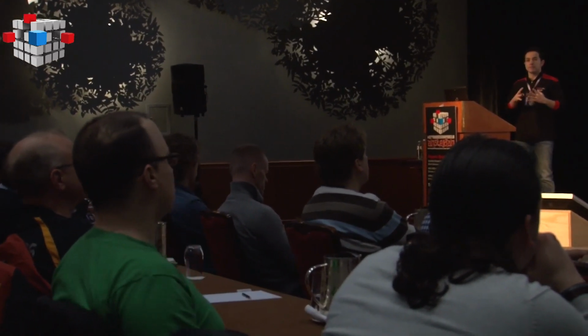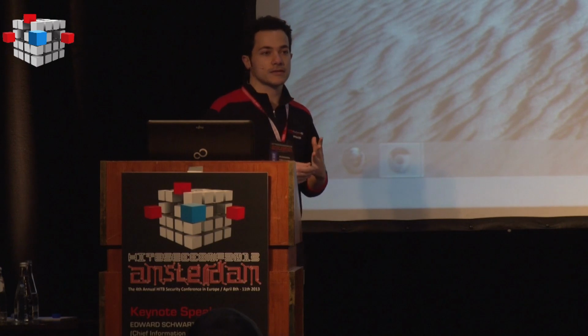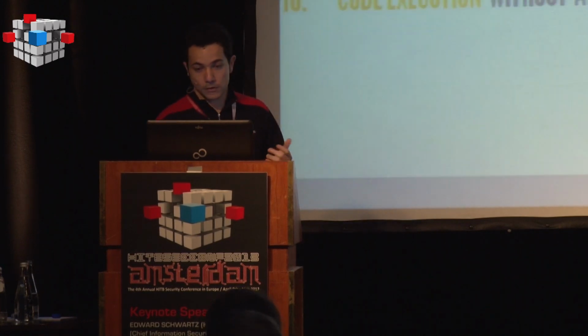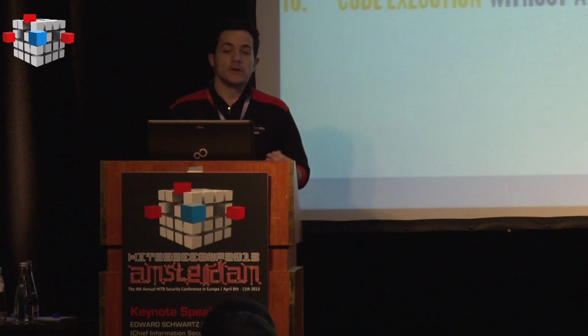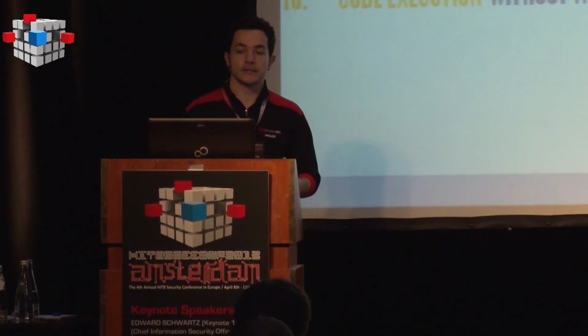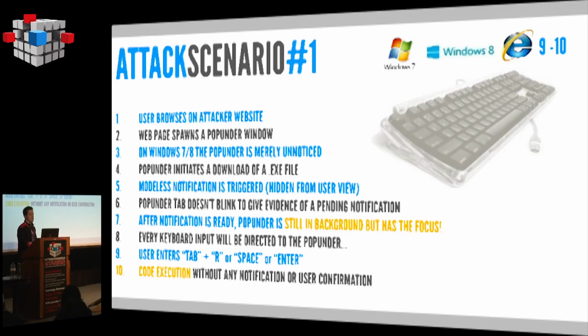Now, these four problems are the building blocks for the couple of attacks that I will show you. The first attack works on Internet Explorer 9 and 10, both on Windows 7 and on Windows 8. The attack scenario is more or less similar to the one depicted before. So you visit an attacker website, the attacker website launches a pop-under and starts the download of an executable file. All of this is unnoticed, hidden from the user's view. The pop-under doesn't blink to give evidence of a pending notification.